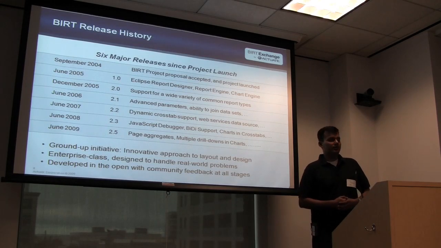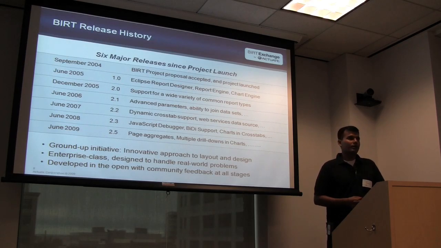A quick look at the BIRT release history. We started out in 2004 and we've got 6 major releases since then. We release one major version every year and we have 2 maintenance releases apart from that. And the last major release was in June 2009, which was 2.5 release. And if you look at these releases, I would say that with the release of 2.2, June 2007, we really entered big time. We were able to deliver a lot of enterprise-grade features like the dynamic crosstab support, web services, which enabled us to reach a lot of enterprise customers.